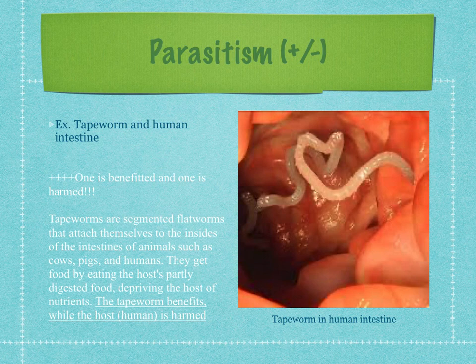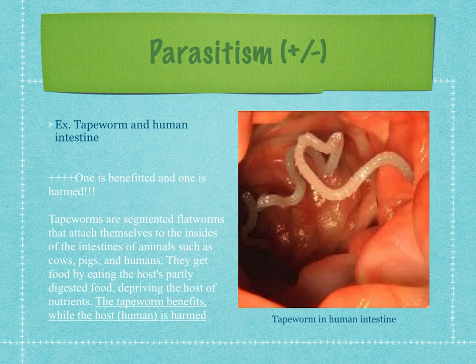Our third example of symbiotic relationships is called parasitism, indicated by that plus sign and that minus sign. And in this relationship, one is benefited and the other one is harmed. And our example here is a tapeworm and a human intestine.